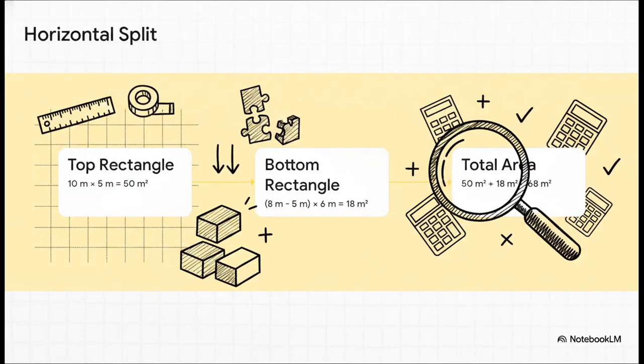So this time, the top rectangle is 10 meters by 5 meters. That's 50 square meters. The bottom one is 6 meters wide. Its height? Well, that's the total 8 meters minus the 5 meters from the top bit, leaving 3. So 6 times 3 is 18. And when we add 50 and 18, what do we get? The exact same answer, 68 square meters.